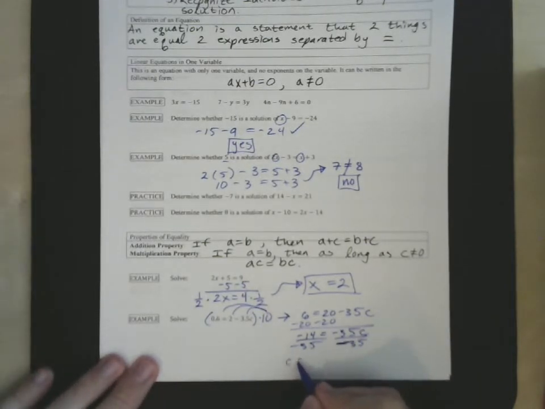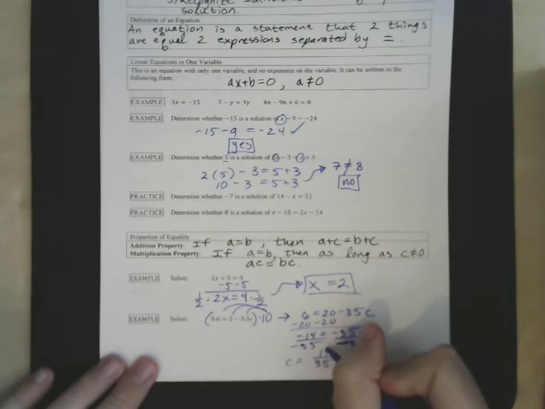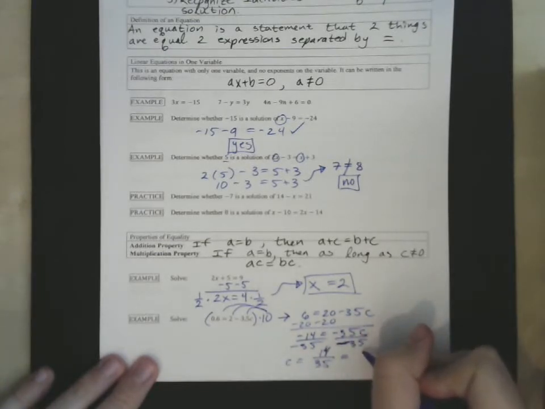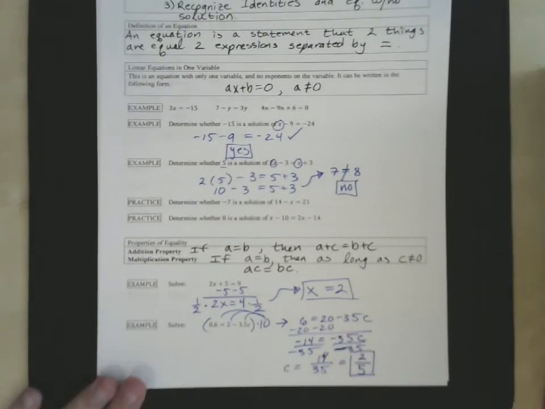And we have c equals negative over negative makes it positive, 14 over 35. However, we're not done because 14 and 35 share a common factor, so this can be reduced, dividing by 7 down to 2/5. And that is our final answer.